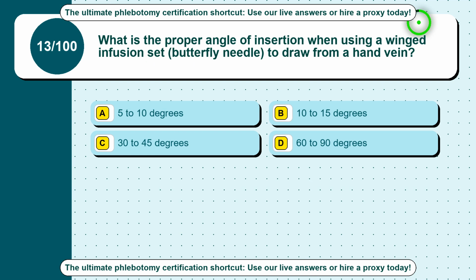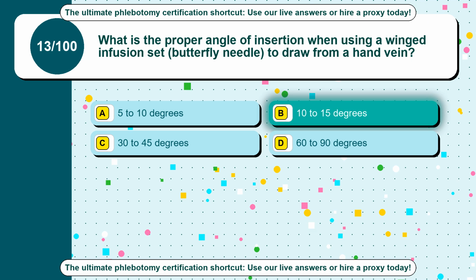Question 13. What is the proper angle of insertion when using a winged infusion set, butterfly needle, to draw from a hand vein? Option A. 5 to 10 degrees. Option B. 10 to 15 degrees. Option C. 30 to 45 degrees. Option D. 60 to 90 degrees. The correct answer is option B.